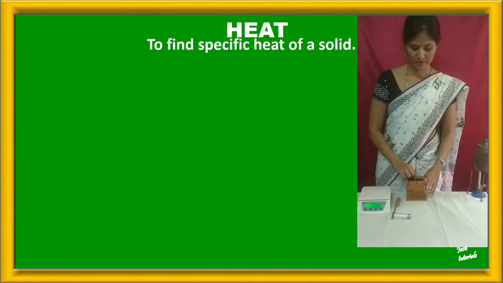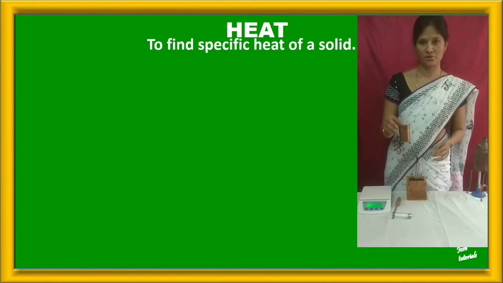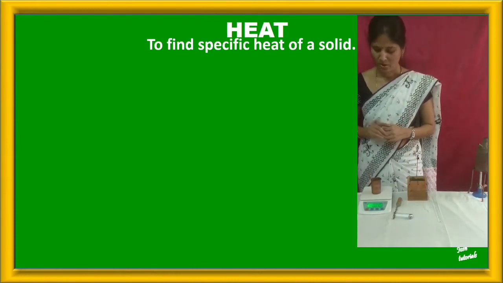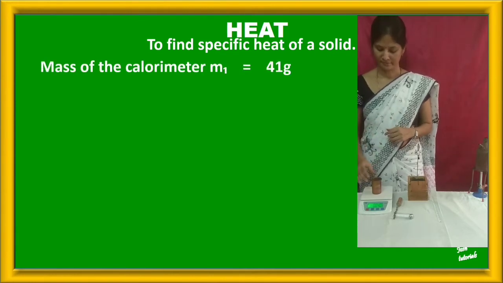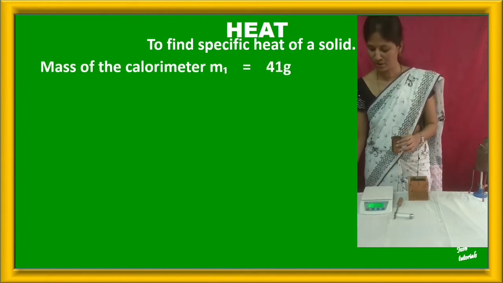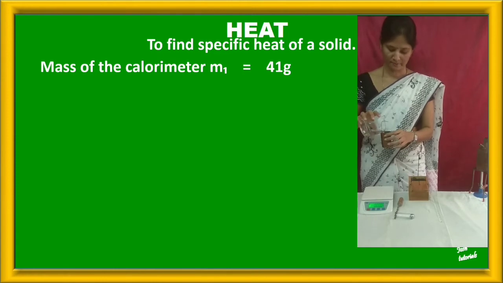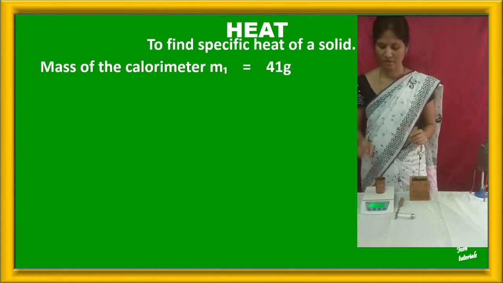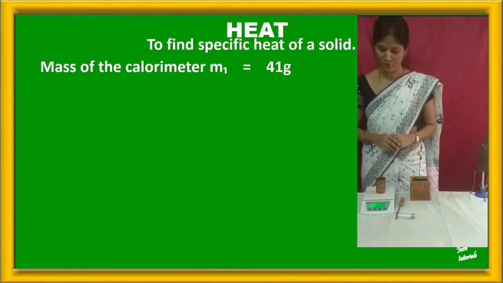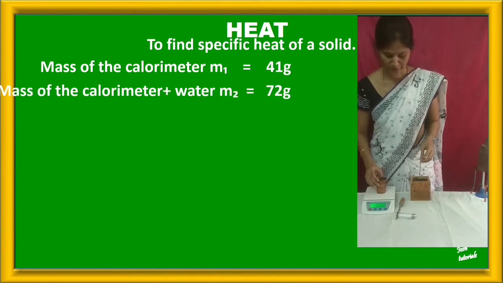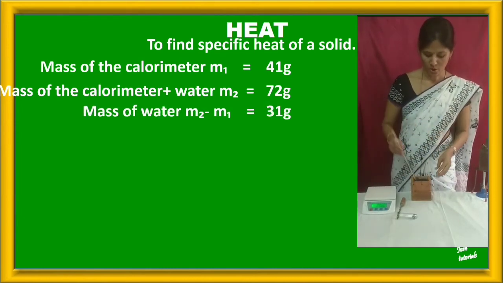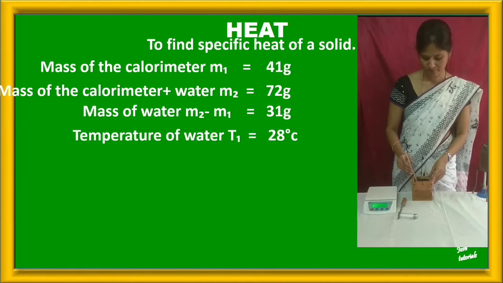Now we are weighing the dry and empty calorimeter jar with stirrer. Note it to be M1. Take some water in it and again note the value of water with calorimeter as M2. Now keep it in the calorimeter. While doing so, measure the temperature of it. Let it be T1.